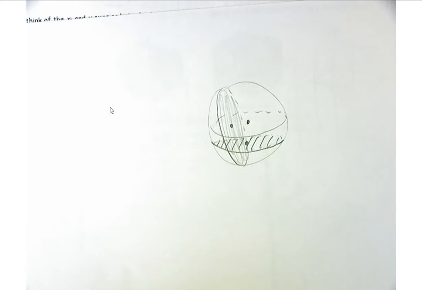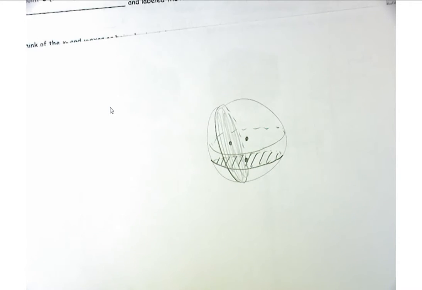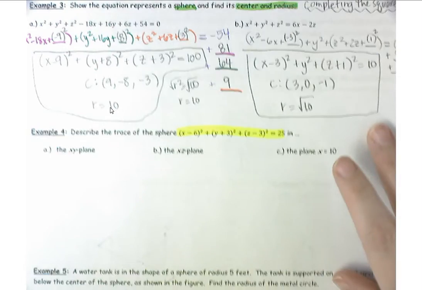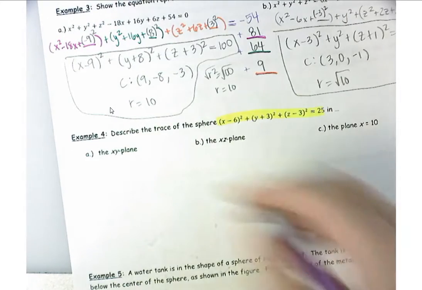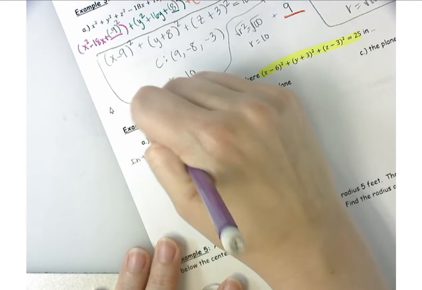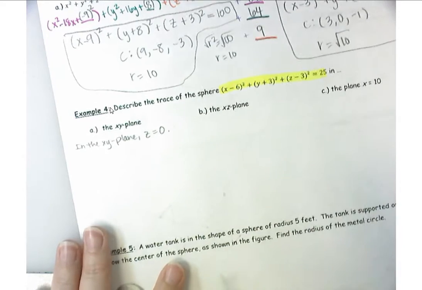If you were in Algebra 2 Honors, the conic sections that you studied at the end of the year, you did what was called cross sections. Okay, so whenever you do the cross section of a sphere, you're going to get a circle, and then you're going to describe that circle for me. So I'm going to walk you through that process. So in the xy plane, the z value is going to be 0. Okay, in the xy plane, z is going to be equal to 0.